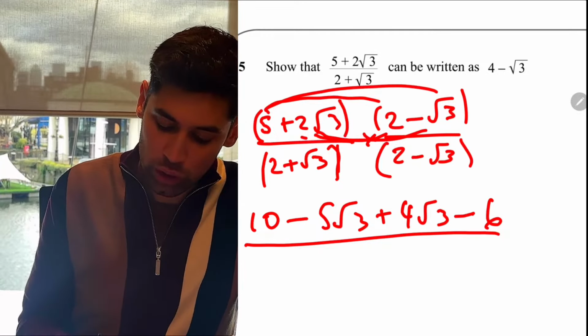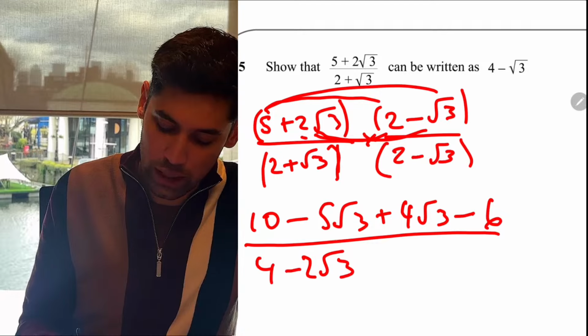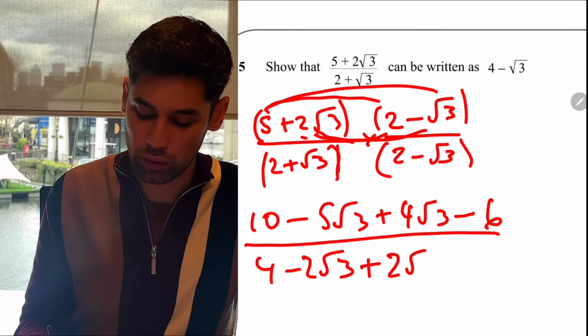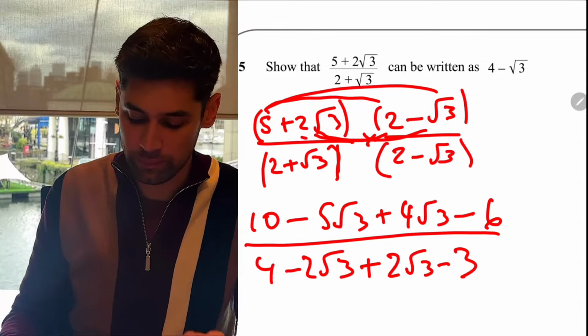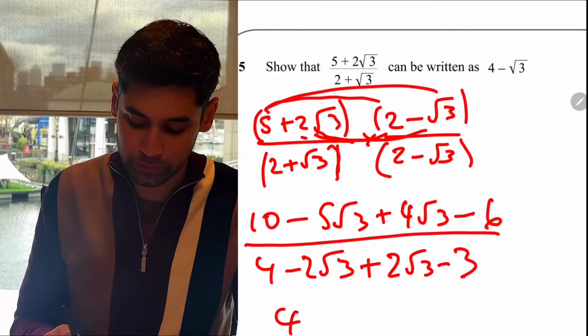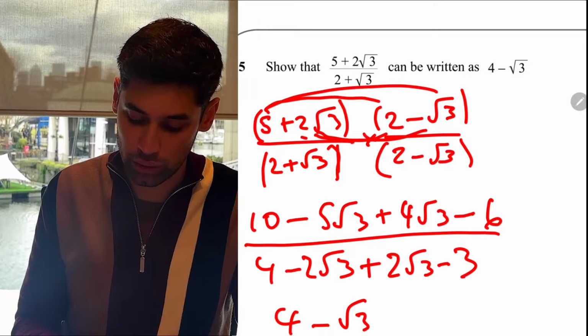Over 2 times 2 is 4. 2 times negative root 3 is minus 2 root 3. Root 3 times 2 is positive 2 root 3. And root 3 times negative root 3 is going to be negative 3. On the numerator, 10 take away 6 is 4. Negative 5 root 3 plus 4 root 3 is negative root 3.